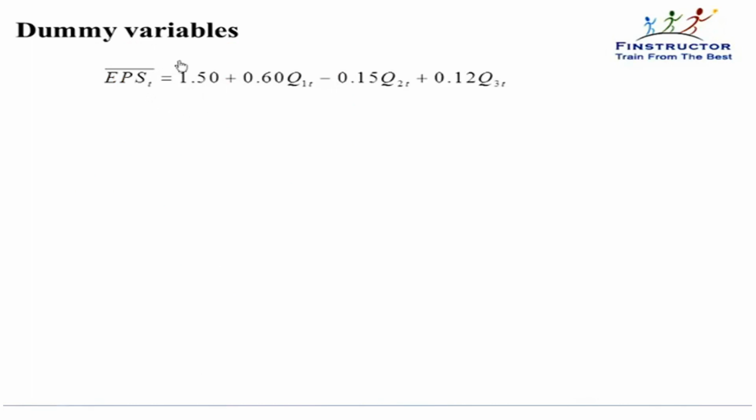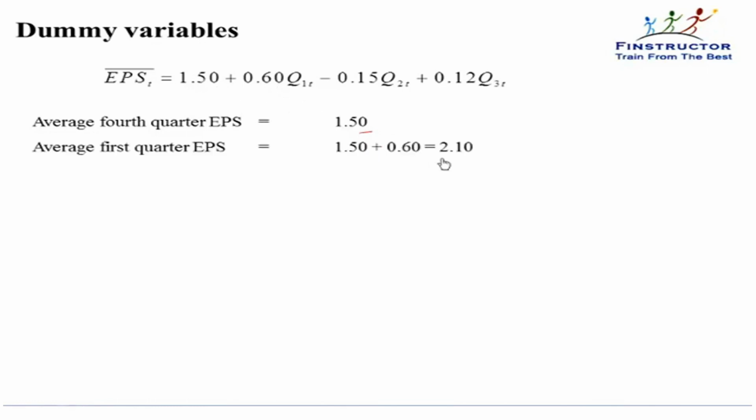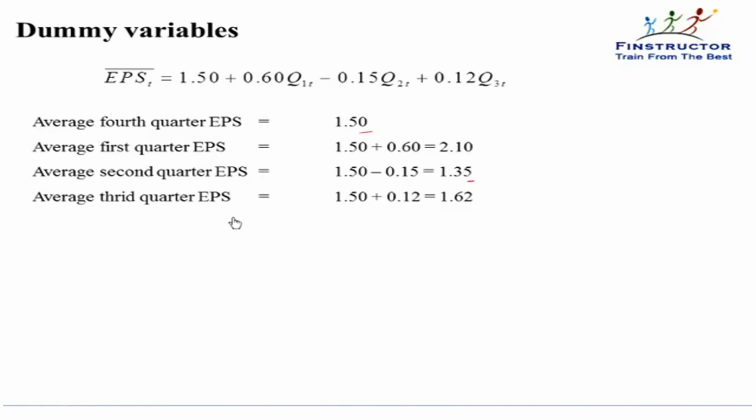For example, if the regression equation is estimated to be that EPS is 1.5 plus 0.6 times Q1 minus 0.15 times Q2 plus 0.12 times Q3, then the average fourth quarter EPS is 1.5, that is B0. The average first quarter EPS would be how much? 1.5 plus 0.6. So on an average, the first quarter is 0.6 units higher than the fourth quarter. The average second quarter EPS would be 1.35, that is 0.15 units lower. The average third quarter EPS would be 1.62, that is 0.12 units higher than the fourth quarter.